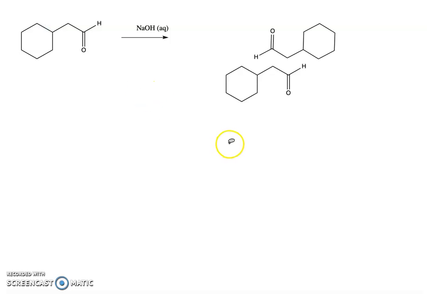I want you to notice what I did here though. I lined up the carbonyl carbon of my second molecule with the alpha carbon of my first molecule, because that's where the new bond is going to be made, between this alpha carbon and that carbonyl. So let me draw that bond in right now.